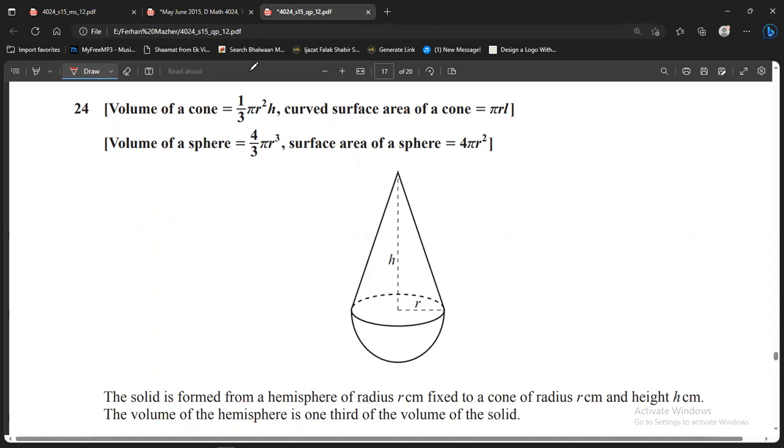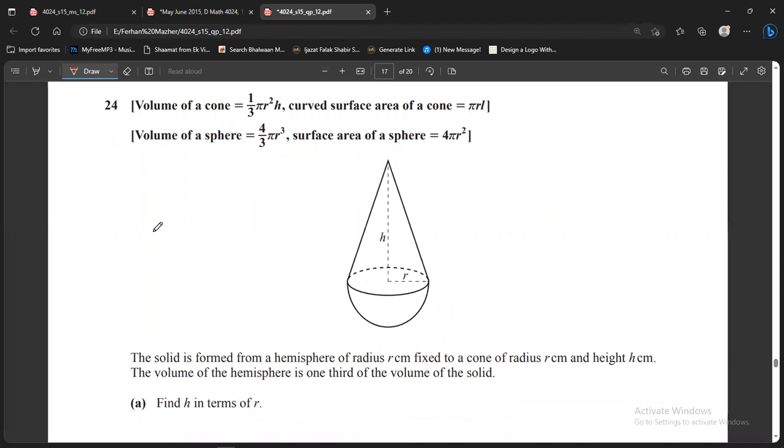Question number 24. He says the solid is formed from a hemisphere of radius r centimeter fixed to a cone of radius r centimeter and a height h centimeter. The volume of the hemisphere is 1/3 of the volume of the solid. Okay, so this sentence is very important. Volume of the hemisphere is 1/3 of the volume of the solid.